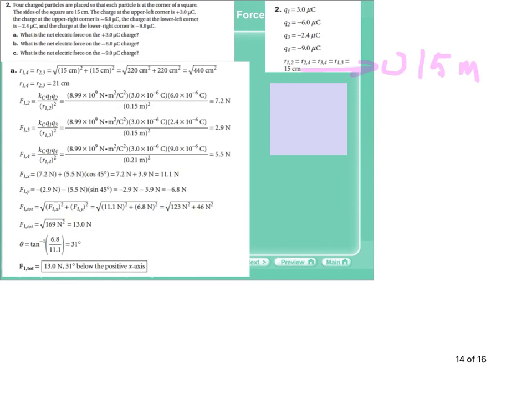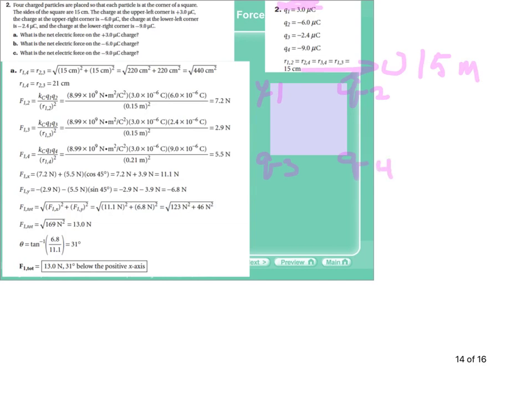And for part A, we want to know the charge on the 3.0, so we want the charge on that Q1. The authors of the textbook said Q1 had to be up here. Q2, -6, was in the upper right, so this one's Q2. Q3 ends up being down here, and Q4 over here.